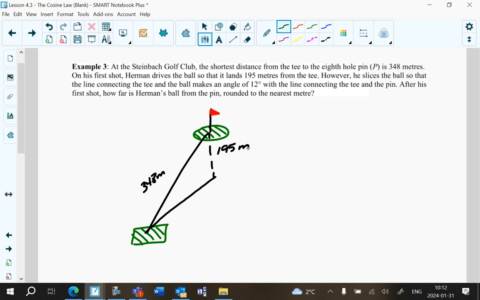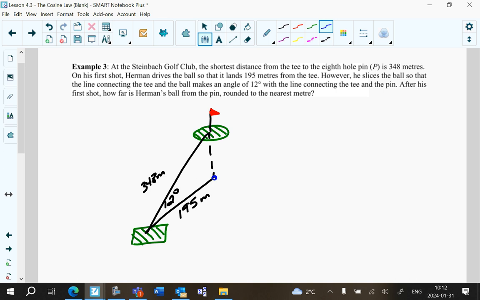We also know the angle of the slice. Or, sorry, from the tee, not from the hole. I put that in the wrong spot. We also know the angle the ball went off at. It went off at 12 degrees. So right now, his ball is here. After the sliced tee shot, we need to figure out how far he is from the pin.